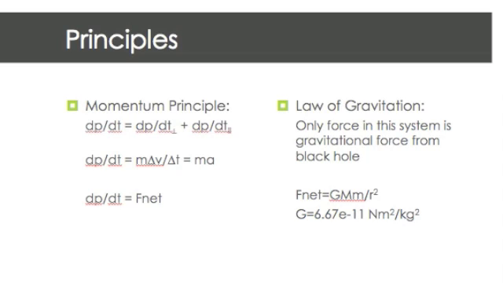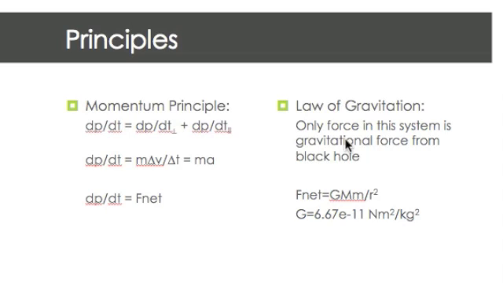In order to calculate the mass of the black hole, the principles used are the momentum principle and the law of gravitation. The momentum principle can be defined as the change in momentum equals the change in momentum in the perpendicular direction plus the change in momentum in the parallel direction. The change in momentum can also be written as m delta v over delta t, which is also ma. Therefore, dp over dt is equal to F net, because F net is ma.